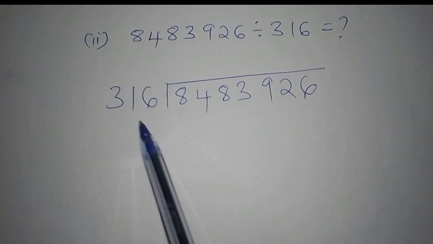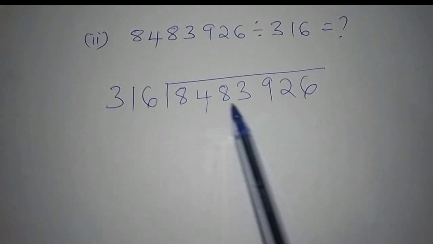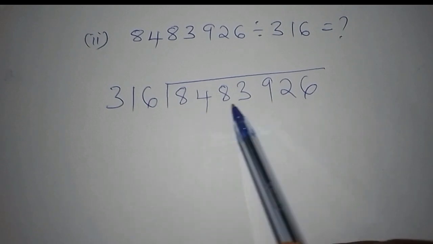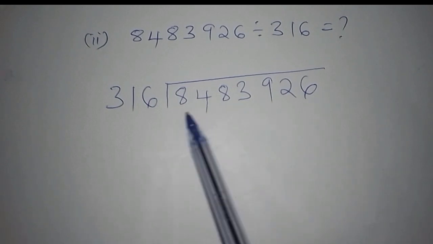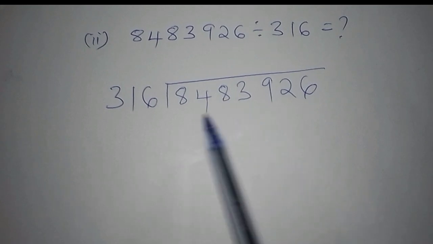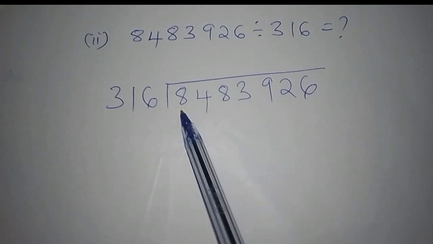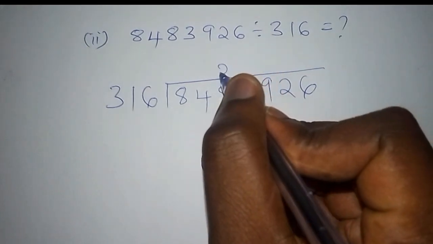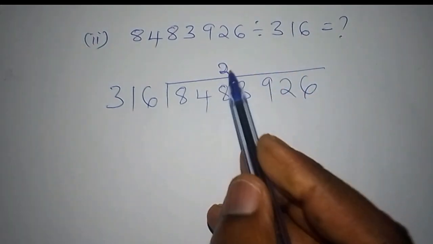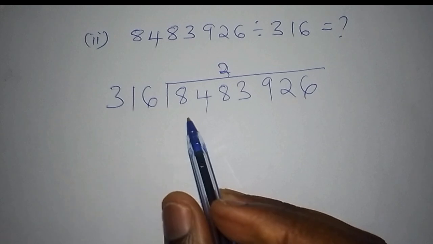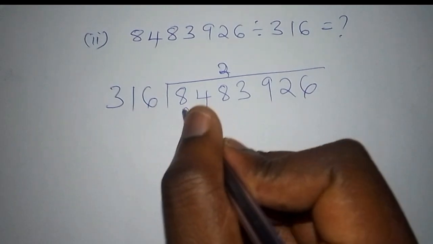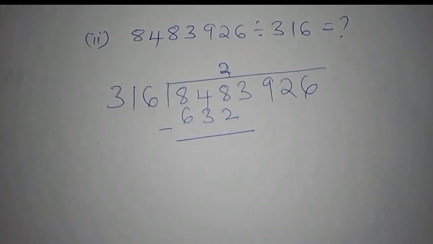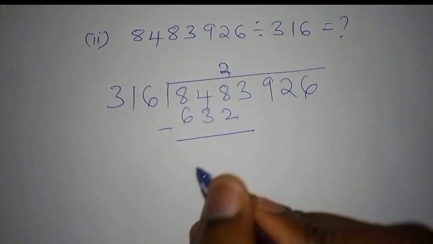So we are going to check 316, which number can it go into? It cannot go into 84, so it can only go into 848. So 316 goes into 848 how many times? The answer is twice. Twice, and 2 multiplied by 316 gives us 632. From there we subtract the difference, and the difference is 216.